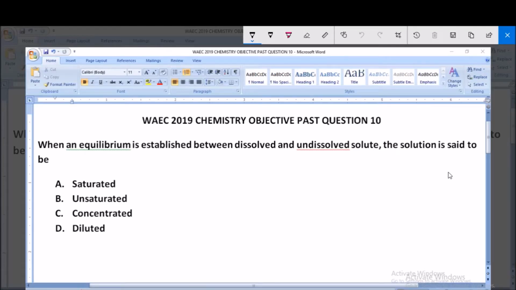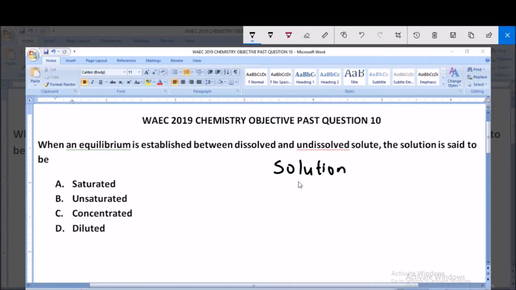Hello, I'm going to be answering WAEC 2019 Chemistry Objective Past Question, and this is question 10. When an equilibrium is established between dissolved and undissolved solutes, the solution is said to be A. Saturated, B. Unsaturated, C. Concentrated, and D. Diluted.